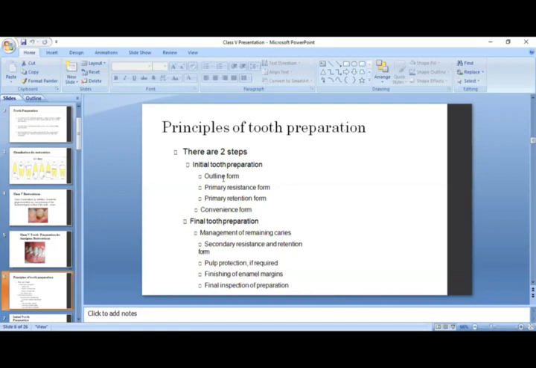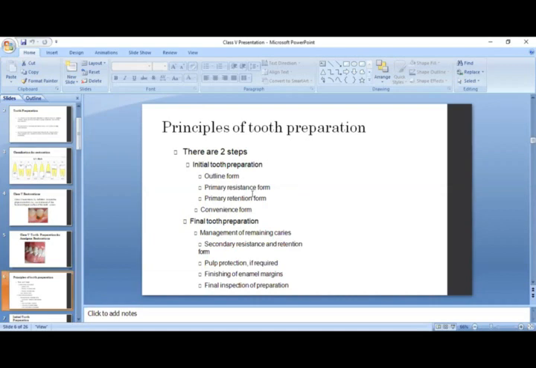The outline form is the design of the cavity, how the cavity looks. Primary resistance form means a form that is resistant against the usual forces. Many of the usual loads applied on the structure, the filling and the tooth structure, must be resistant against the occlusal forces or against any kind of load that is applied. That is basically the reason.